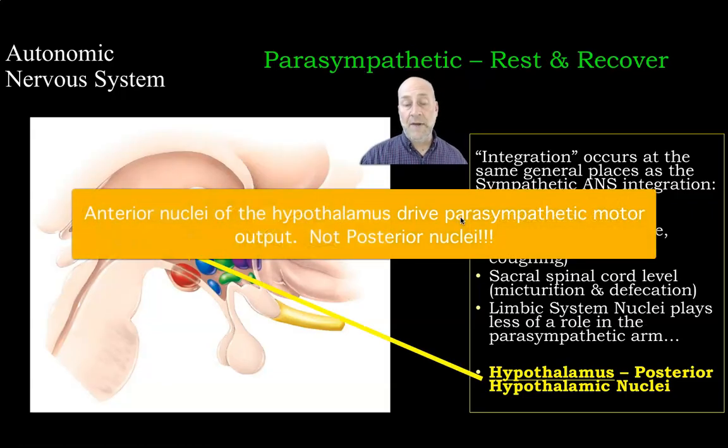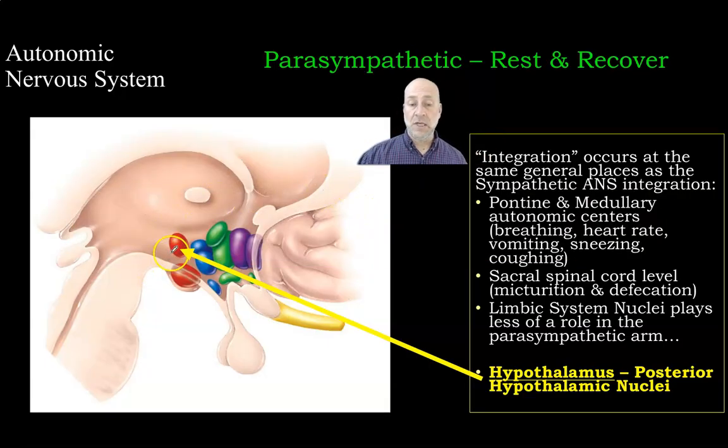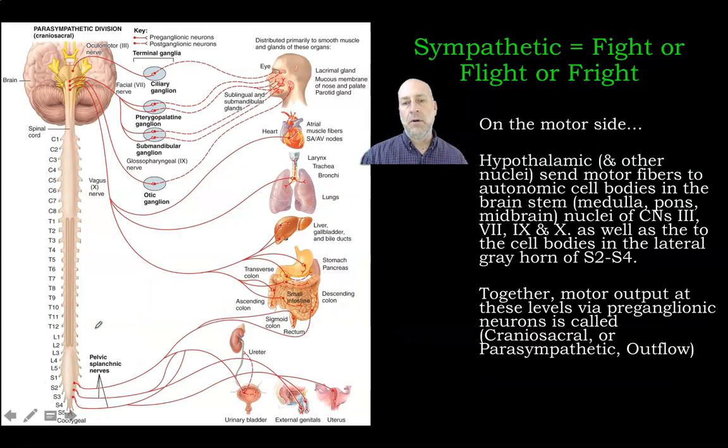And of course, in the hypothalamus, we're now moving away from the anterior. Now we're moving to the posterior nucleus. The posterior hypothalamic nucleus is a huge one. It is involved in autonomic function, and it is driving the parasympathetic. It's sending upper motor neurons down the line, and it's going to ping on the cranial and sacral cell bodies, because we have cranial-sacral motor output, and that's what we have right here.